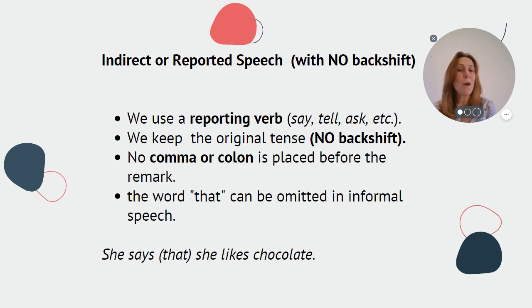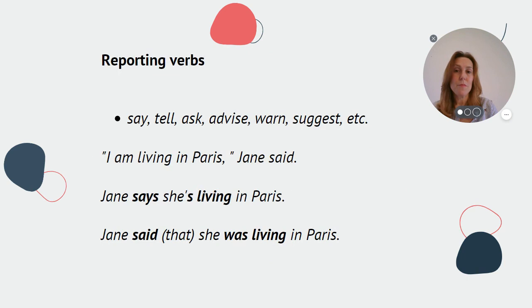Okay, in that case, there's no backshift. But depending on the context, again, we may say Bill said that he would never get married. So, in order to report, we need reporting verbs. We will see this in detail in lesson 2. There are different reporting verbs we may use, like say, tell, ask, advise, warn, suggest. Some of them behave in different ways.